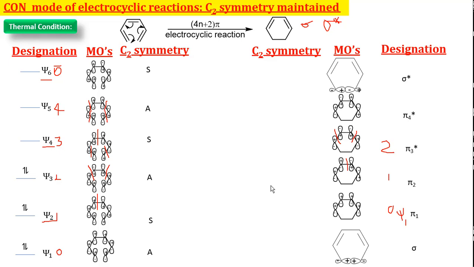So now let's fill the electrons, and let's see the symmetry. The sigma bond is symmetric with respect to C2 symmetry. Here C2 is symmetric only for even-numbered molecular orbitals, odd numbers are asymmetric. Psi 2 and psi 4, nothing but pi 2 and pi 4, are symmetric, and pi 1 and pi 3 are asymmetric. Sigma star is asymmetric with respect to the symmetry.